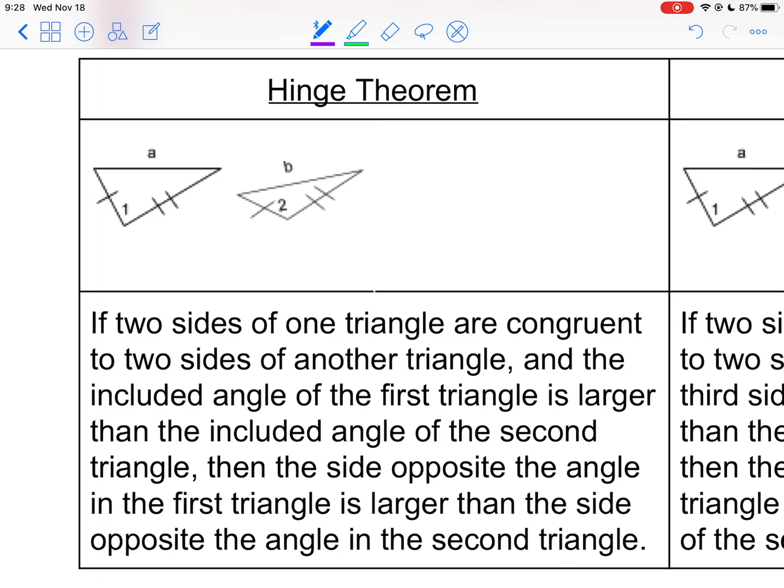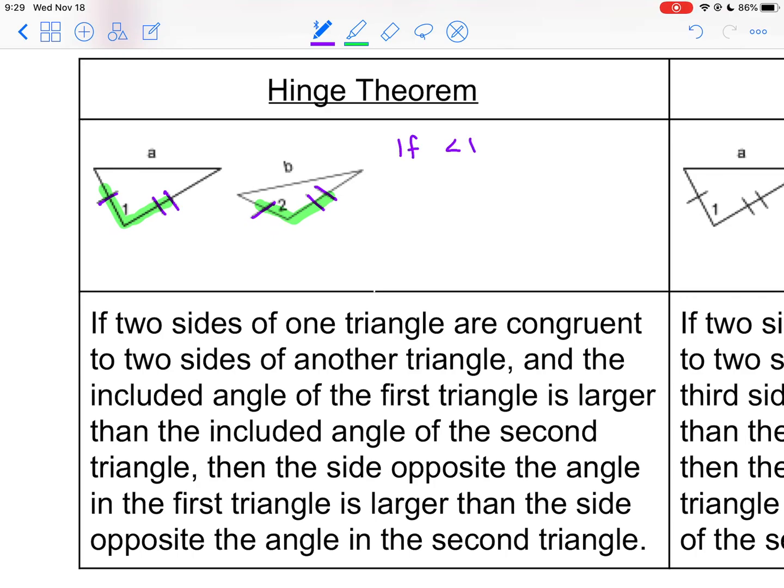So it says if two sides of one triangle are congruent, so we have two sets of congruent sides within these two different triangles. So if two sets of sides of one triangle are congruent to two sides of another triangle, and the included angle, so that's talking about the angle that is in between them. So we're looking at those two sides and the included angle. And the included angle in the first triangle is larger than the included angle of the second triangle.